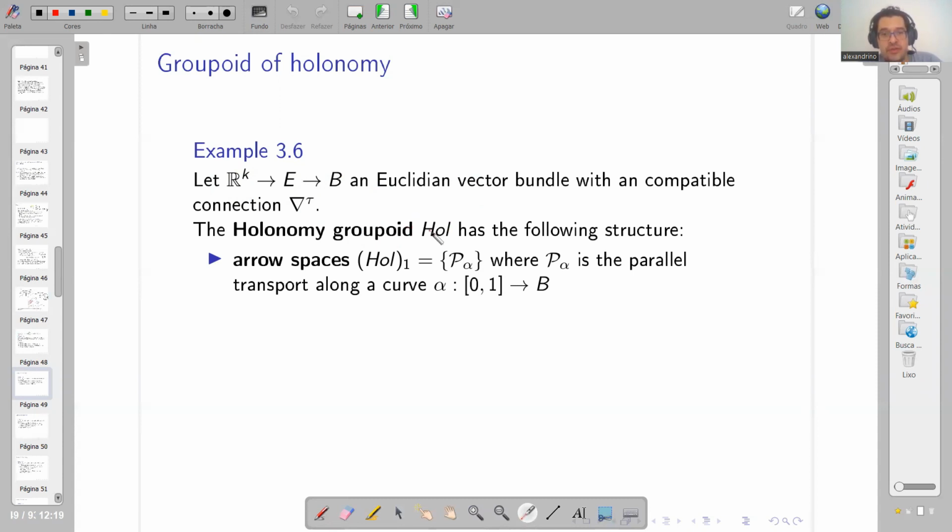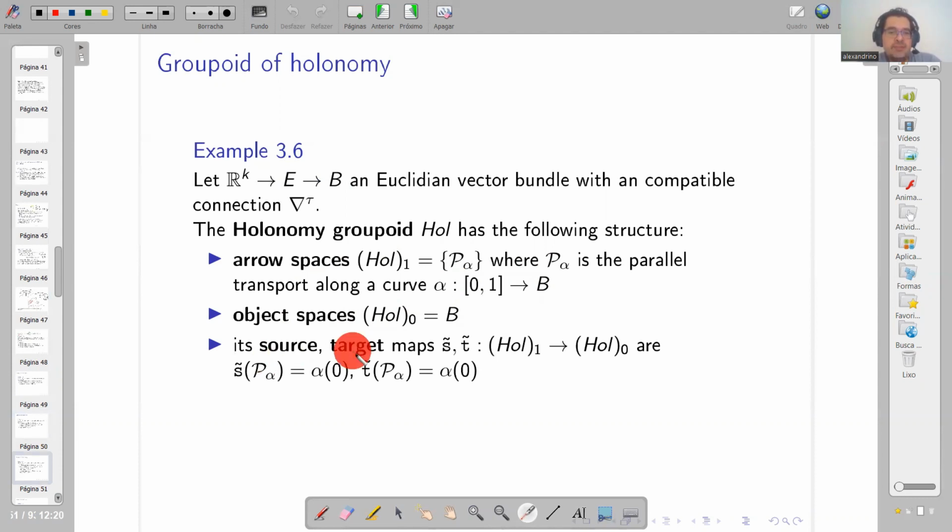Two manifolds with several maps. So we need two manifolds, a manifold that we'll call the arrow space. And in this example, we think just of all possible parallel transports along a curve. This guy is in fact a submanifold with finite dimension. We think about the object space. This is just B. Arrow space, I always put 1 here. Object space, I always put 0 here.